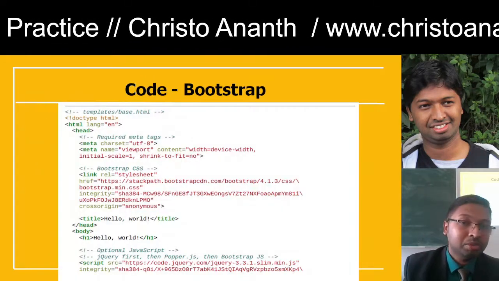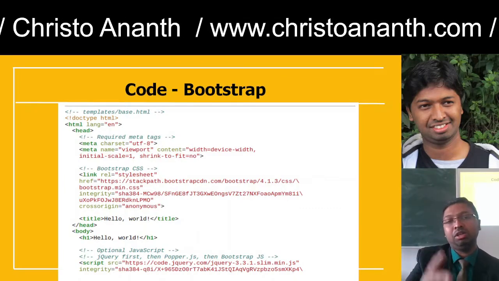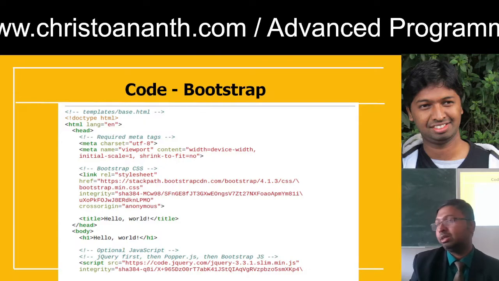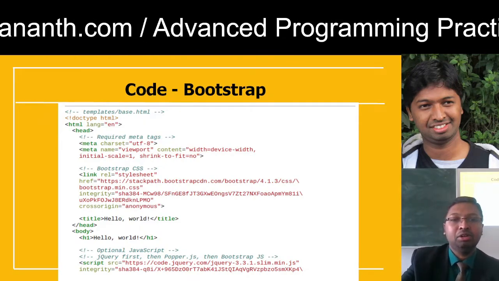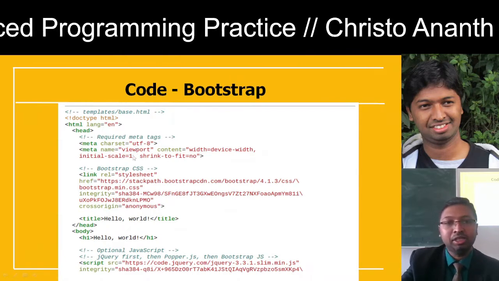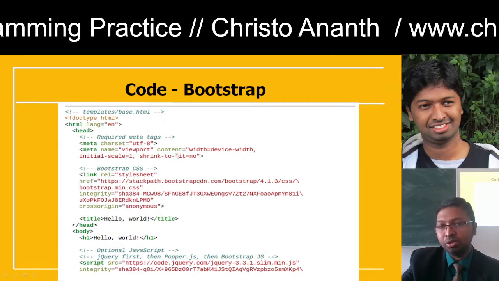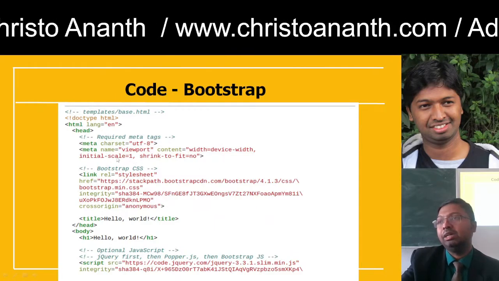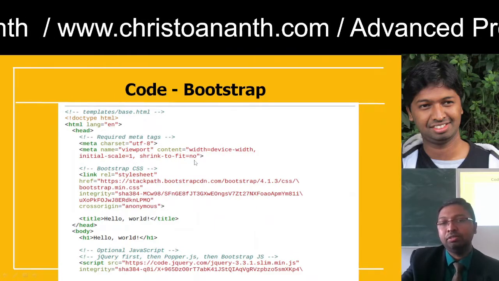Okay. So within templates/base.html, you are going to write the HTML code. So doctype html, html lang equal to en. In the head tag, you are going to have the required meta tags. So meta charset equal to UTF-8. Meta name equal to viewport, content equal to width=device-width, initial-scale equal to 1, and shrink-to-fit equal to no.